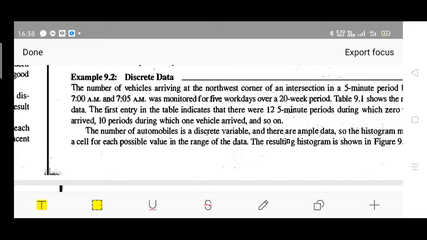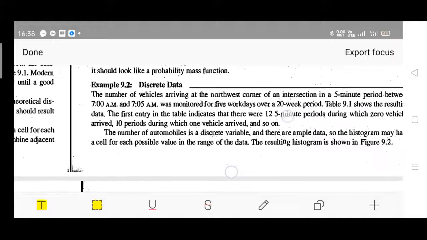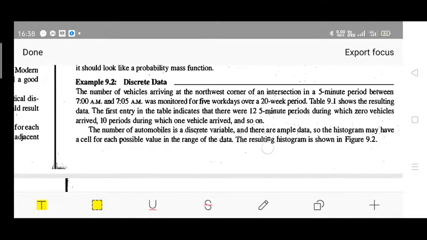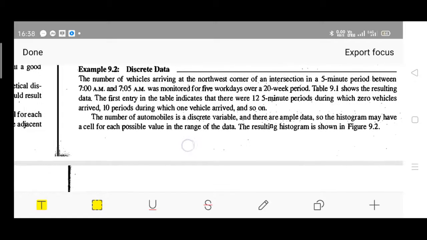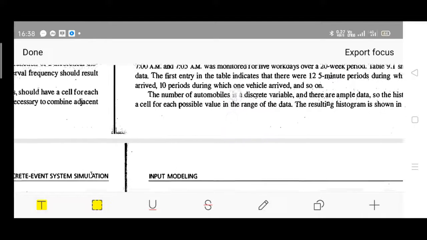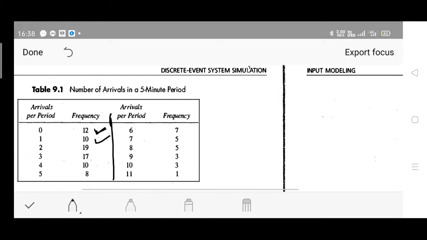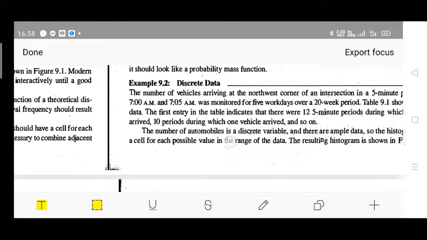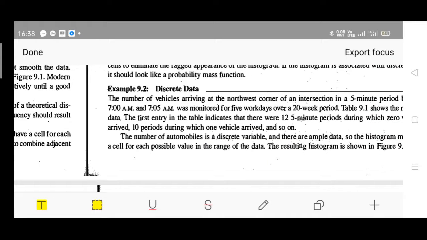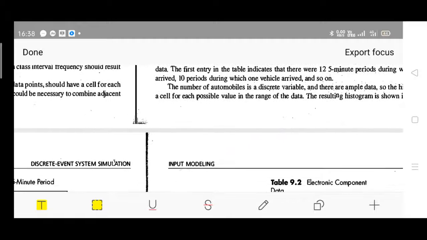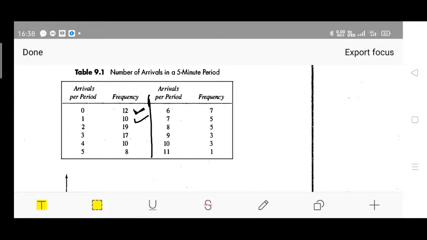The first entry in the table indicates that there were 12 5-minute periods during which 0 vehicles arrived, right? 12 5-minute periods. Then we have 10 5-minute periods during which one vehicle arrived, and so on. Then we have 19 periods during which two vehicles arrived.